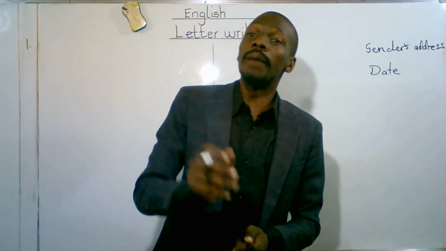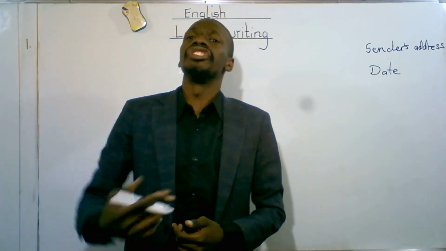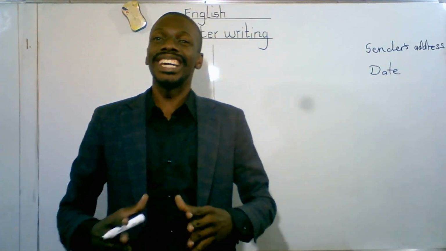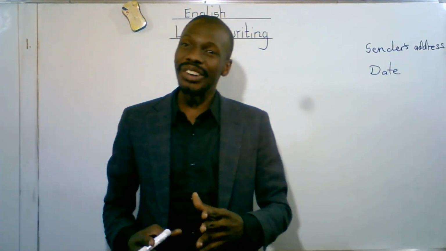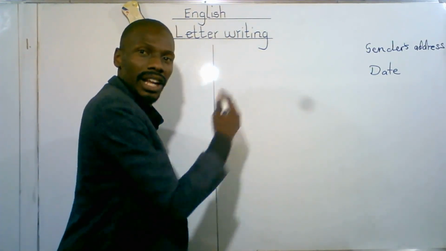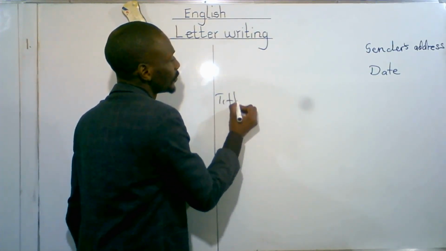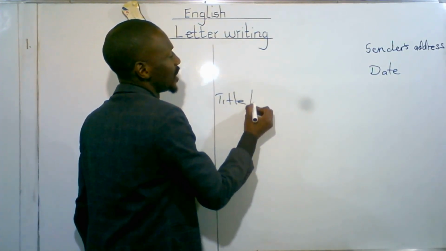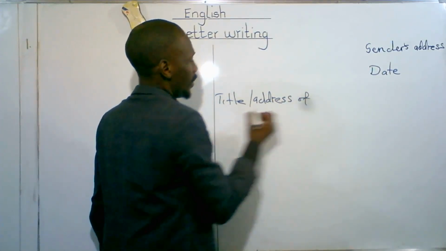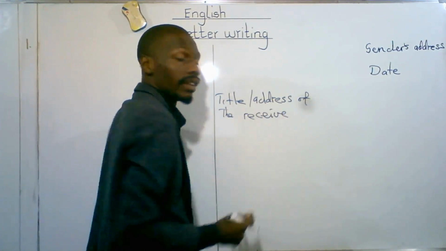After the date, I'm going to write the receiver's address, or the person receiving the letter. So where are we going to put the receiver's address? Very good. We're going to put the receiver's address on the far left side of the paper. So the title as well as the address of the receiver. I believe you are following.